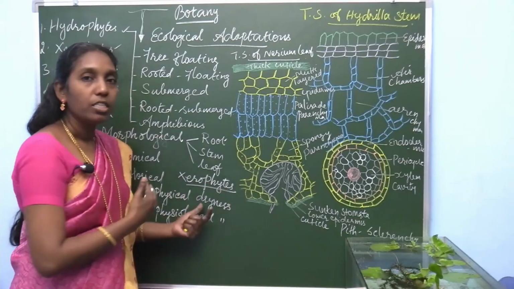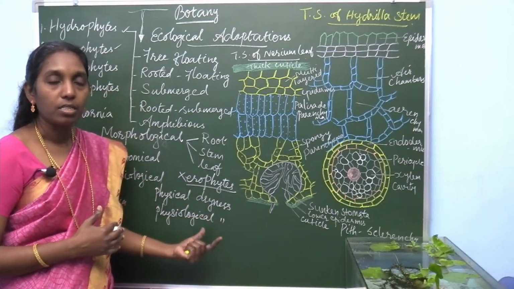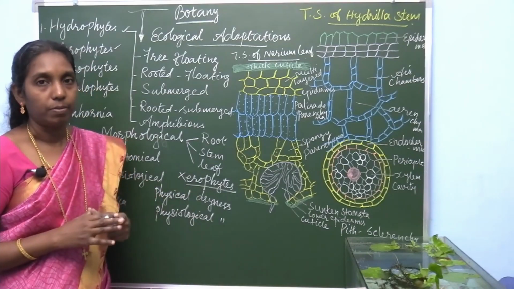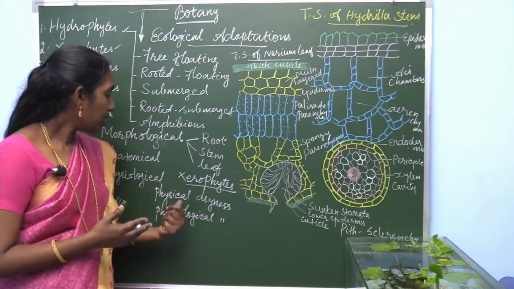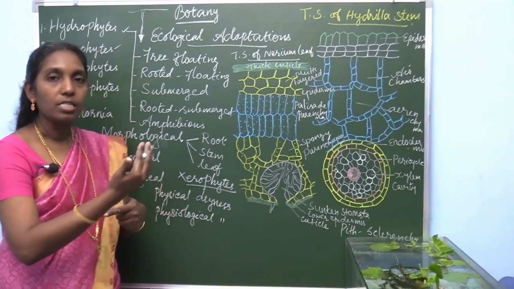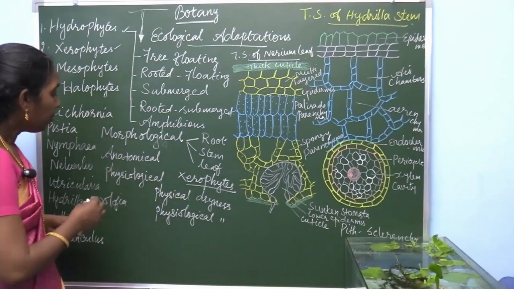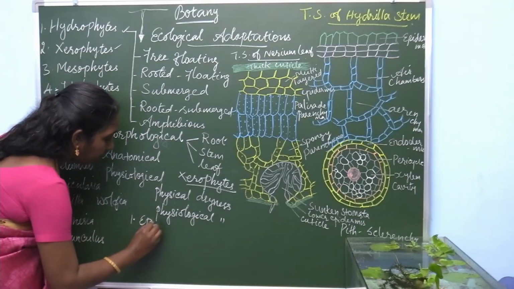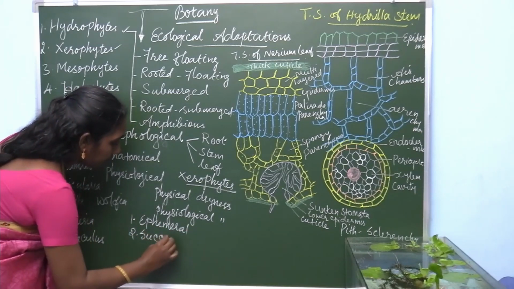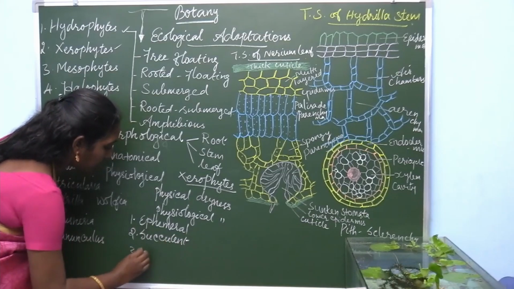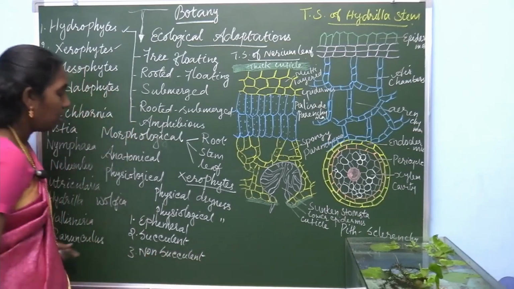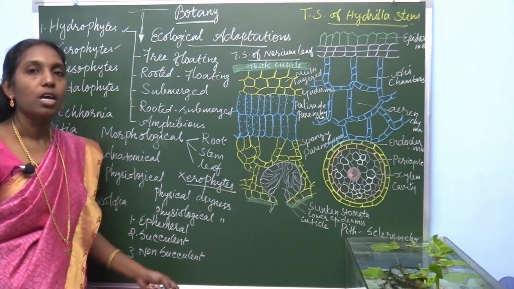So, based on physical dryness and physiological dryness, then based on the adaptations, what are xerophytes? The plants which can live in dry or xeric condition. Now, what are the adaptations? Based on the adaptations, they are again classified into three different categories: ephemeral, succulent and non-succulent.